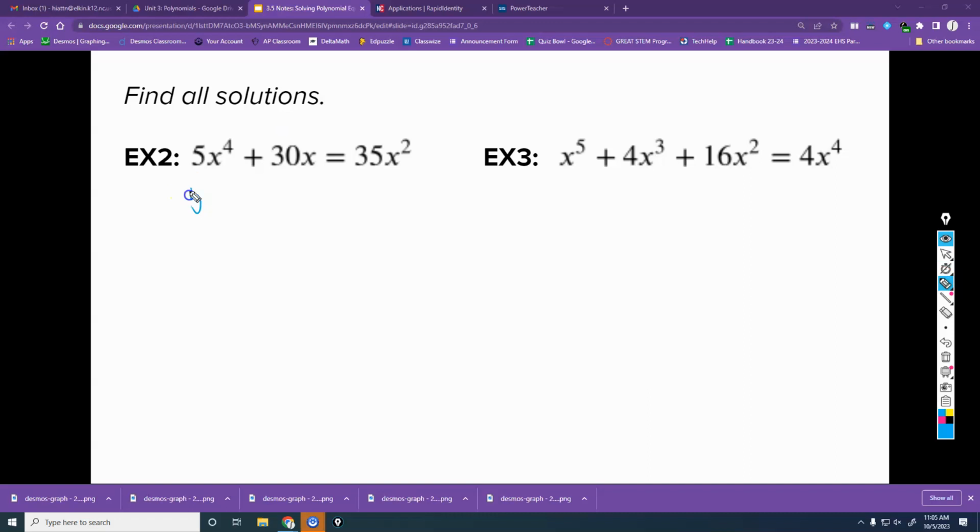So you have 5x to the 4th minus 35x squared plus 30x equals 0, because this needs to go over to the other side. Whenever it goes over there, you're going to change its sign. All right, so try both of these. How many solutions would number 2 have? It's got to have 4 solutions.